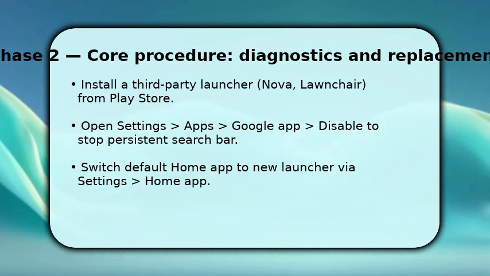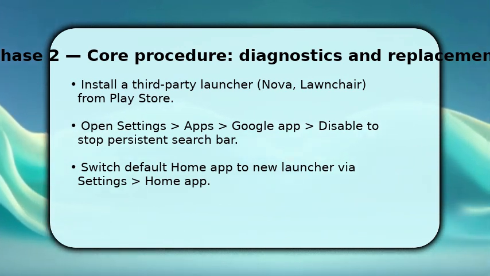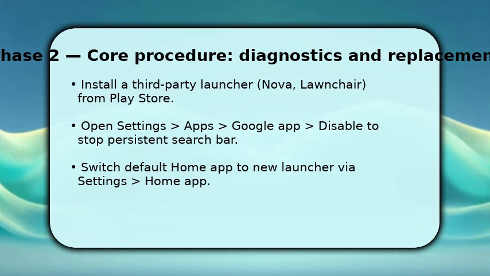Then set your new launcher as the Home app in Settings, choose it, and open it to confirm the search bar is gone from your home screen.